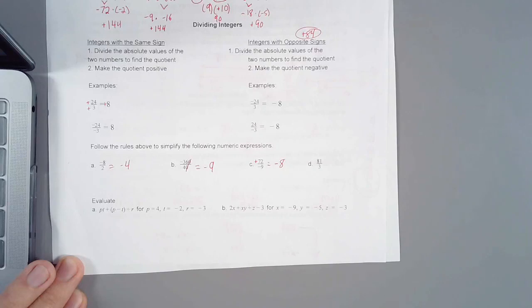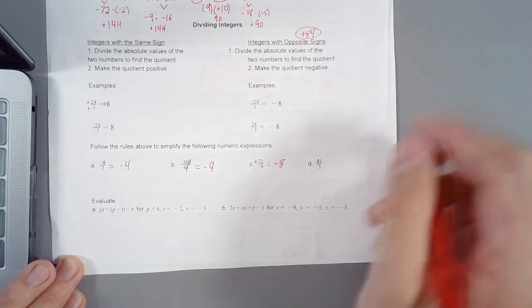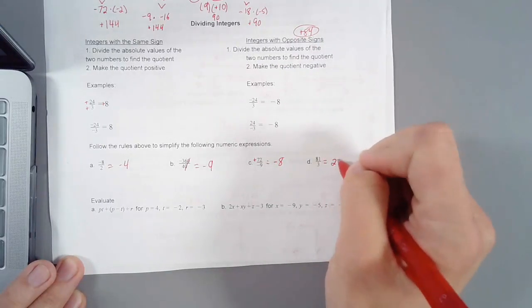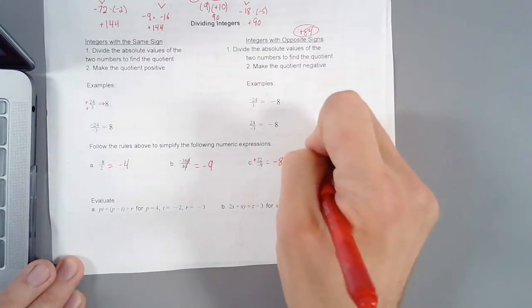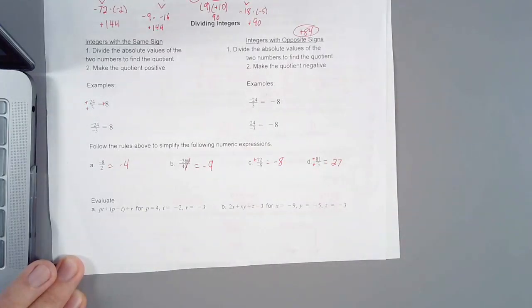81 divided by 3. That's one I know because I do lots of calculations all the time. You might have to pull out some long division here. You're going to find that that is 27. And since this is a positive and this is a positive, we're going to end up with a positive 27.